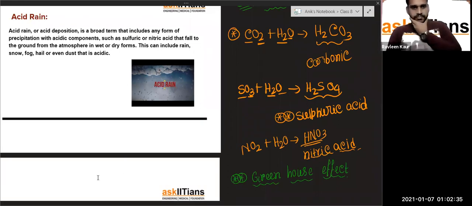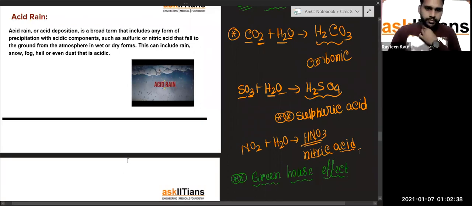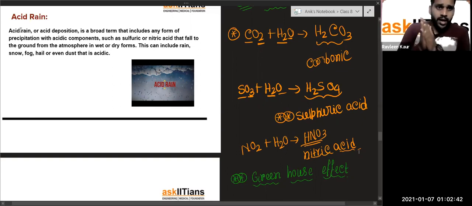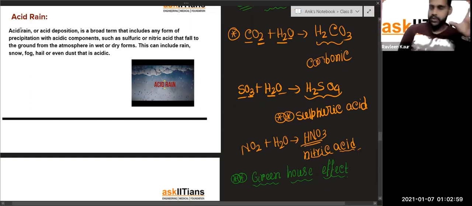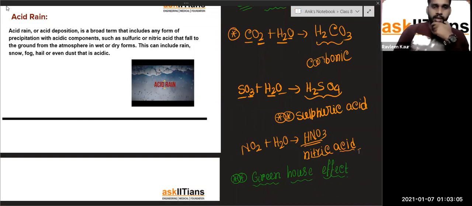Now, what is written over here: acid rain, or acidic deposition, is a broad term that includes any form of precipitation with acidic components. So you don't have to go through these lines in detail. I think you can understand the whole topic, what is happening in acid rain. So the pollutants are coming down, right?